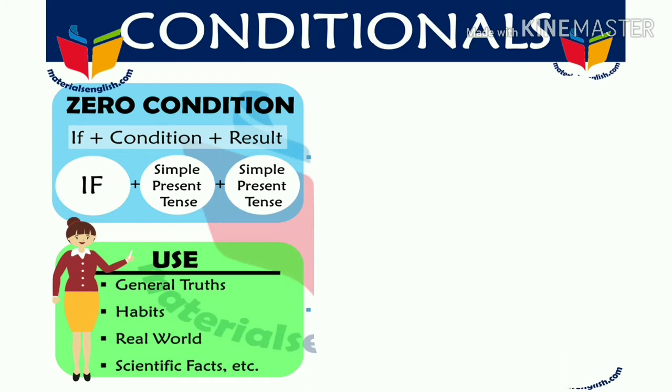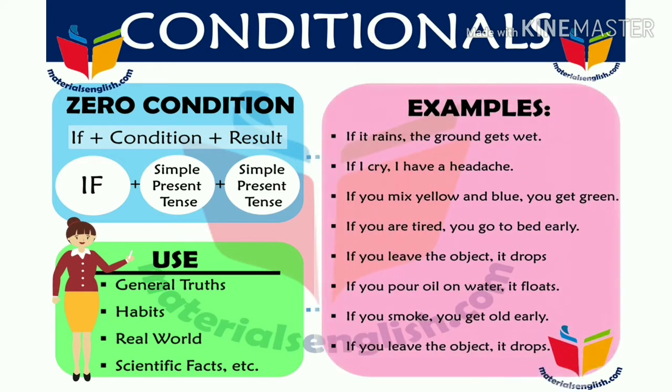The use of conditional type 0 is when we talk about general truth, about something that is a fact. It's like a real world truth, when we talk about habits and when we talk about scientific facts, like if you boil water, it evaporates, right? One plus one equals two. That's a conditional type 0. Here are some examples. Let's read some of them.